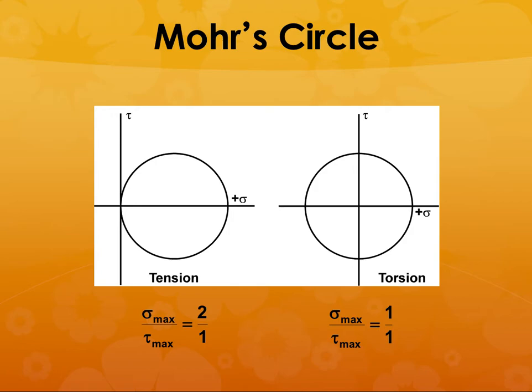So if you have a tensile load, you represent that as a tensile load on the positive side, but you also have a shear load happening at the same time, which is equal to 1/2 of the tensile load. That is a maximum for this material.